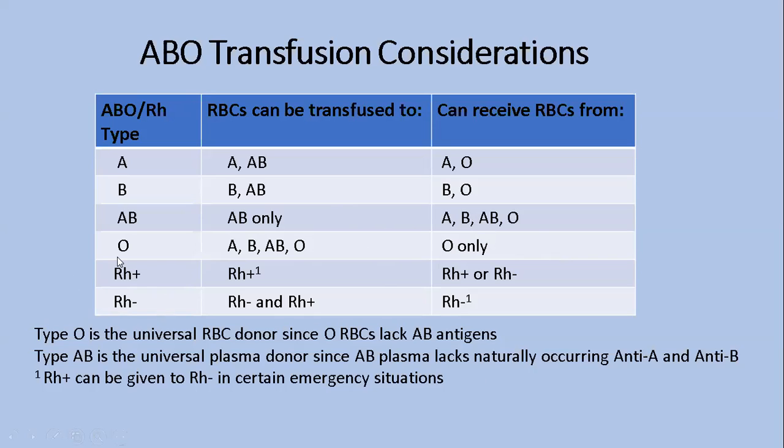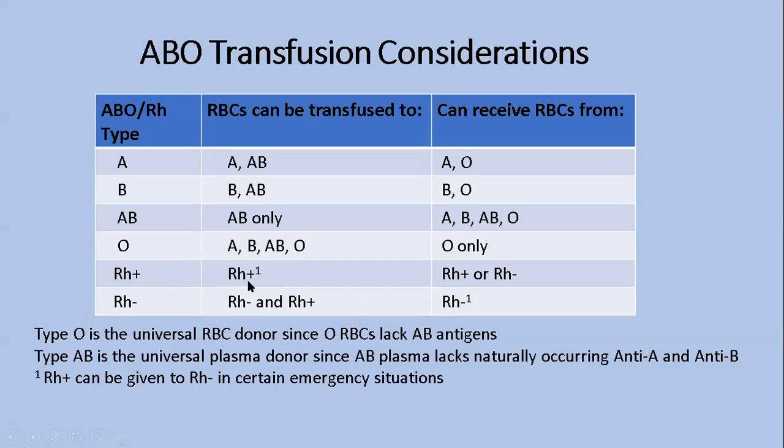I included in the chart also some information about Rh. So we know from last time that the big D antigen is what we're testing for. And when someone has big D, we call them Rh positive. And 85% of the population is Rh positive. That's most people. So red cells that have that D antigen on them, Rh positive cells, can certainly be given to an Rh positive individual.